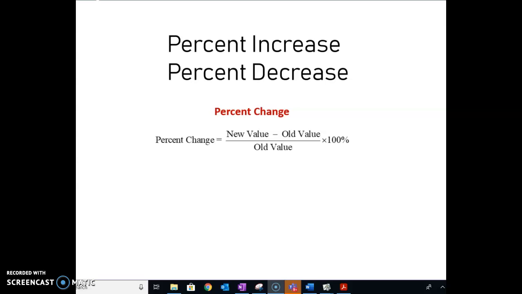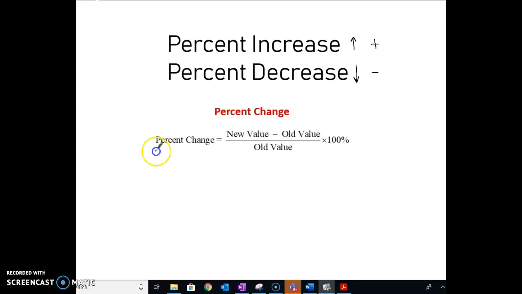Today we're going to look at percent increase and percent decrease. This is just asking, has the original amount that you had increased? That is going to be a positive value. Or if it has decreased when you find the percent change, that's going to be indicated by a negative value.